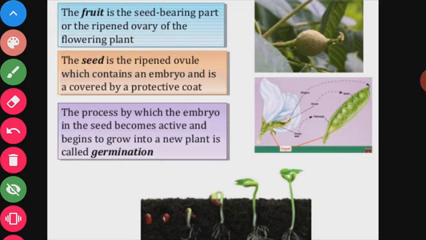Seeds store reserve food for the baby plant. For the growth of a new plant, food is stored in those seeds, and that food is used by the new growing plant. This food in many cases is available to animals also. When animals feed upon those seeds, they use the food present in them. Seeds help the baby plant in living through unfavorable conditions.